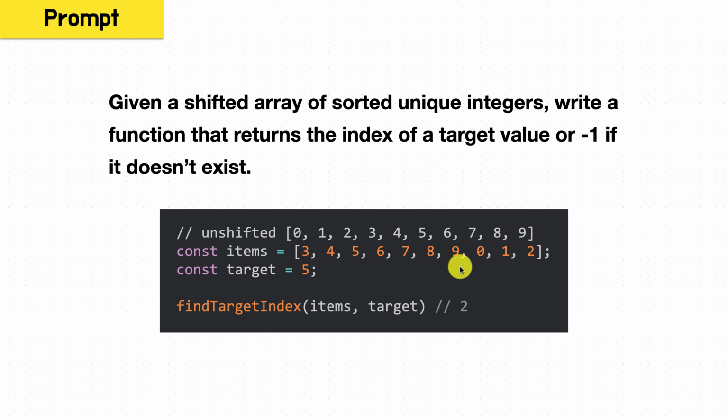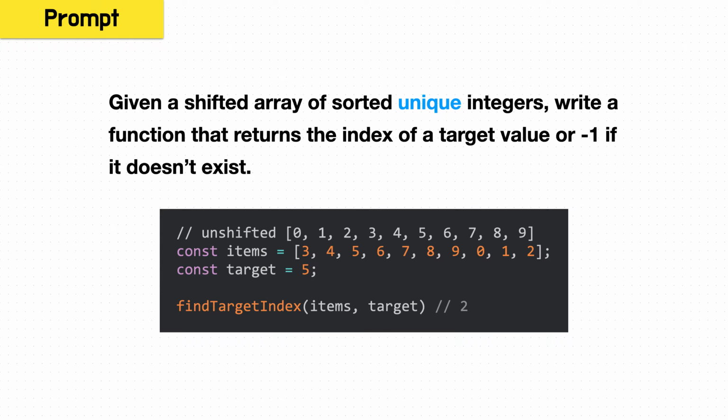And what you want to do is find a target value in this shifted array, and then return the index of that target value. So here we have the target of 5, we see that it's in index 2, so the answer is 2. And one thing that's important to note is all these items are unique.